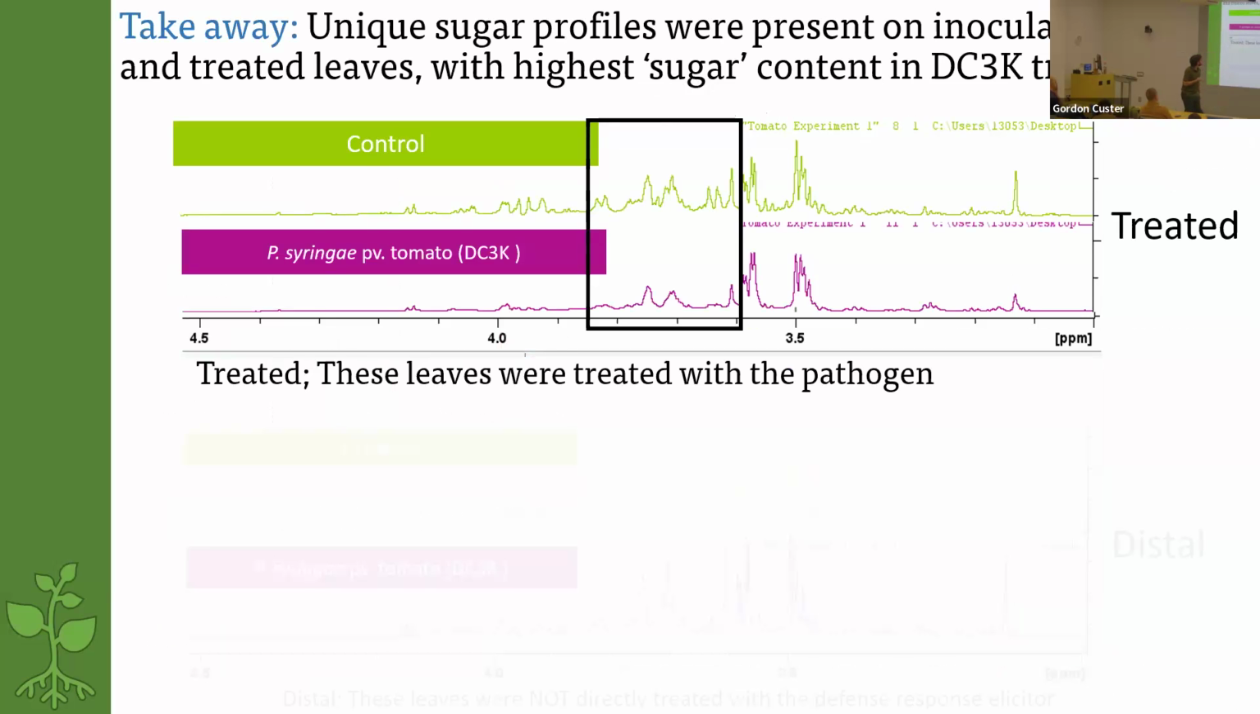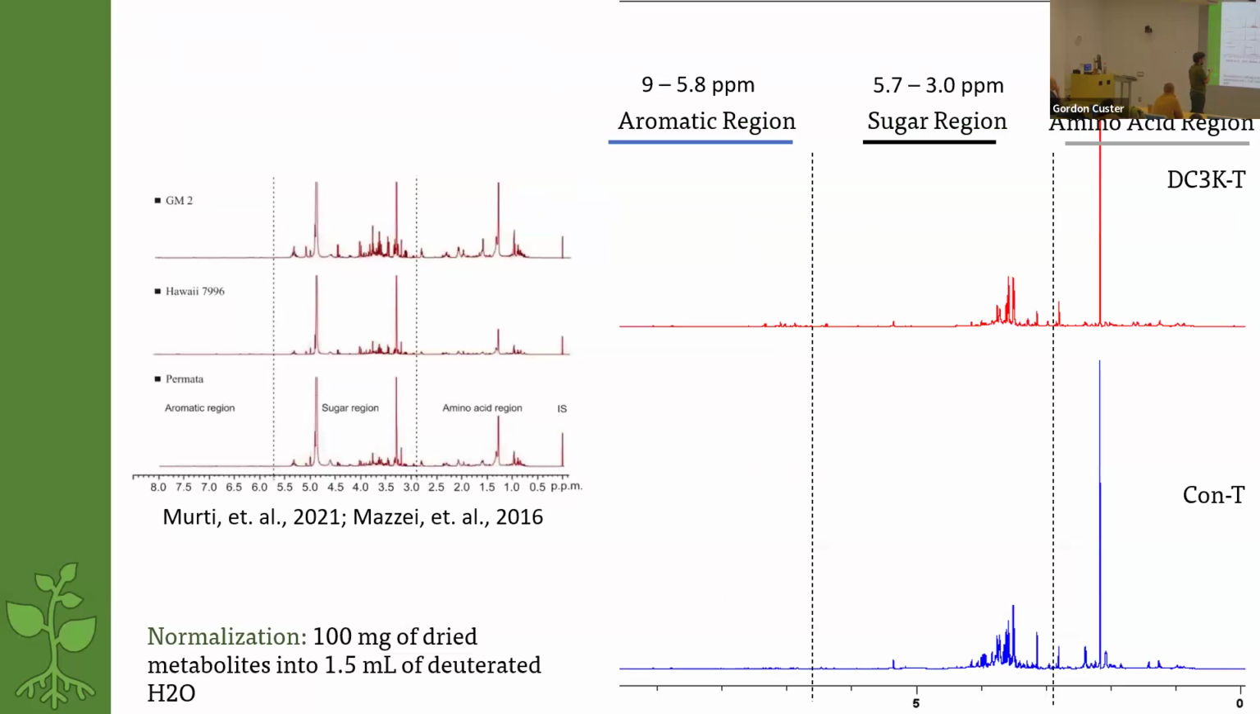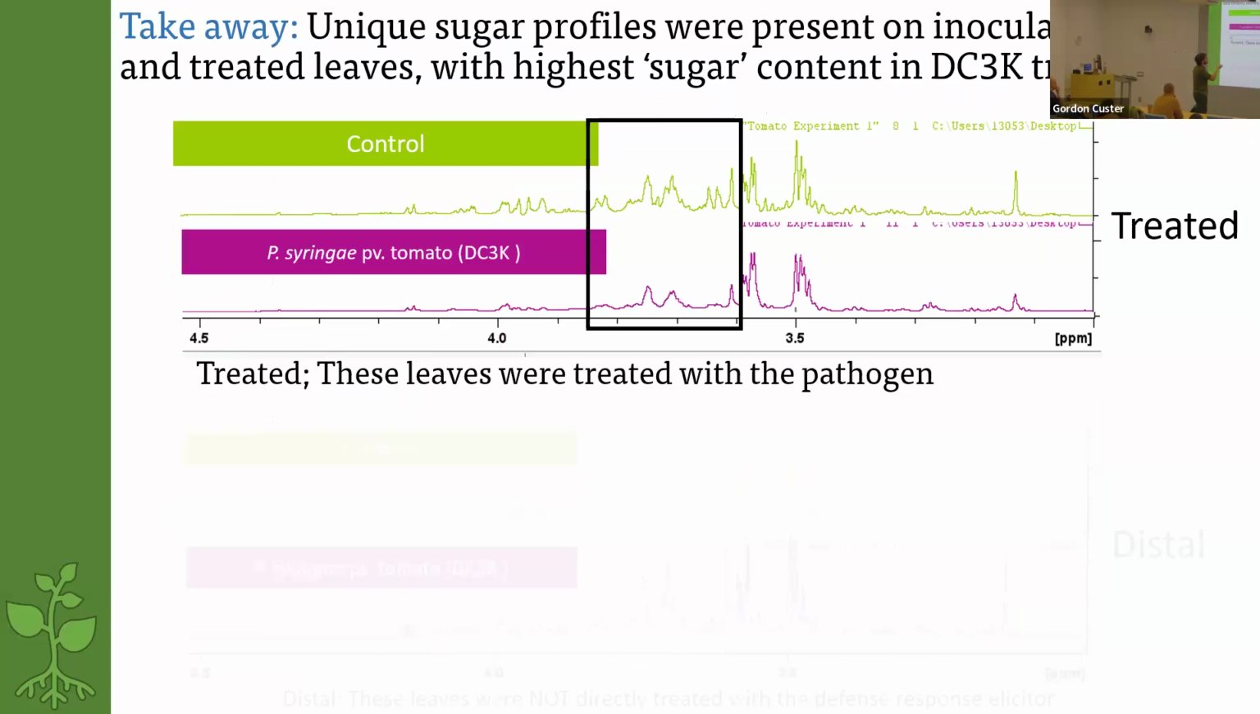And so we'll go right here. So as I said earlier, we see control. We see that P. syringae pv. tomato, and treated just means where we directly applied the elicitor. And this black box is where I want your eyes to go. If we go back, this is the sugar region. So I've just blown up where the sugar region is in my samples. And I want you to focus right here, because what we see is that there are differences in peak structure, right? And the presence of peaks, but overall, we also see a difference in the intensity of these peaks, which means that the amount of hydrogen present in these peaks was lower.